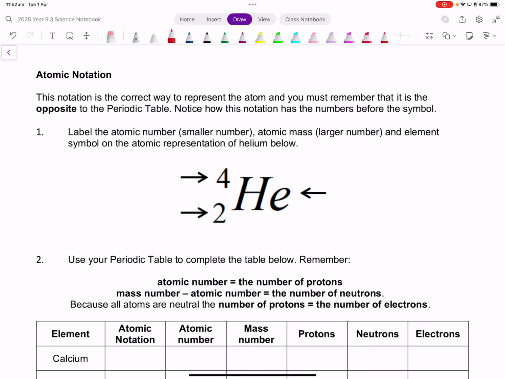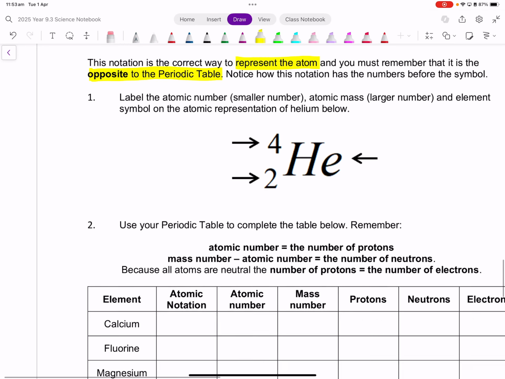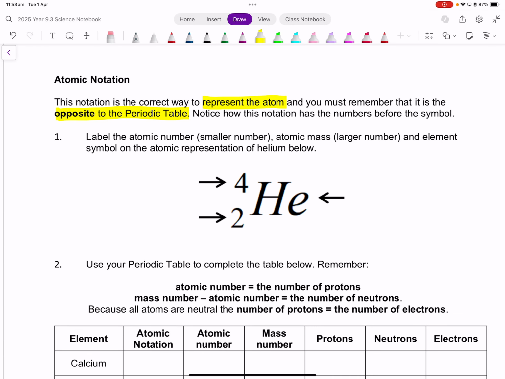So atomic notation is how we represent the atom. And the thing I really want you to know is that it is the opposite to the periodic table. So what we just practiced, where we have the atomic number above and the mass number below, when we write it in atomic notation, all we do is flip it. Okay? And so this is why I really like to use the yellow and green highlighters here, so that when we look at it again, we can follow it.